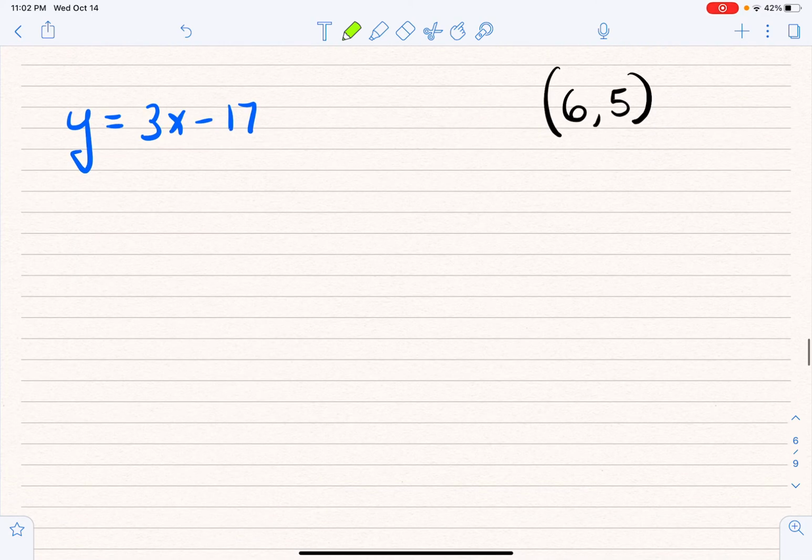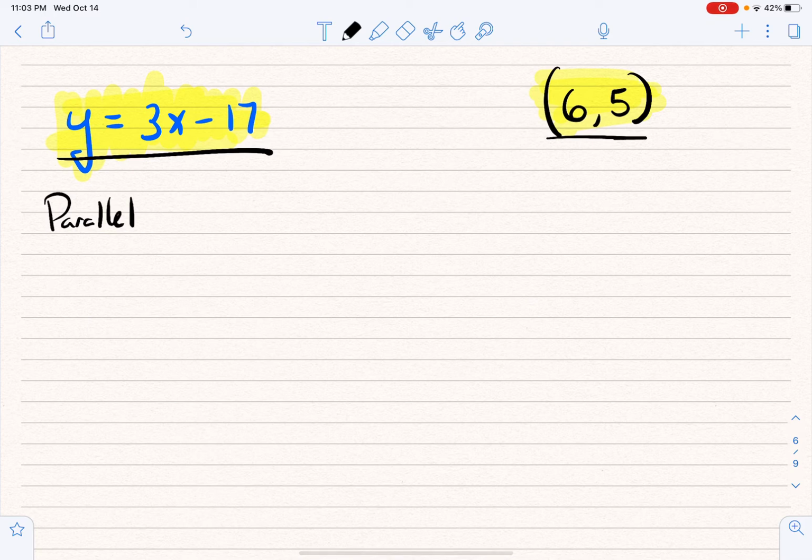All right. Now, last thing we're going to look at today is what if I give you the equation of a line and then some other point? Okay. What I want you to do, now this point right here, this point 6,5, this isn't on this line. It's just floating off in space somewhere else. What I want you to do is come up with the equation of a line that is parallel to this one, but passes through this point.